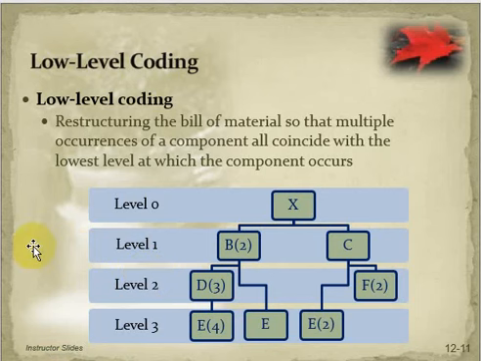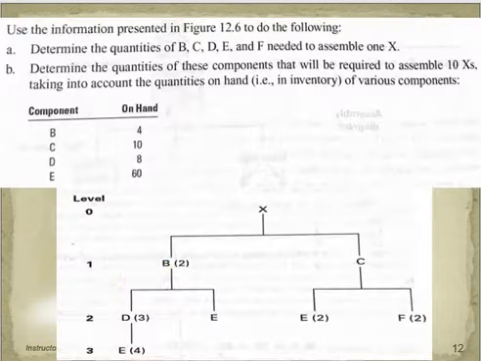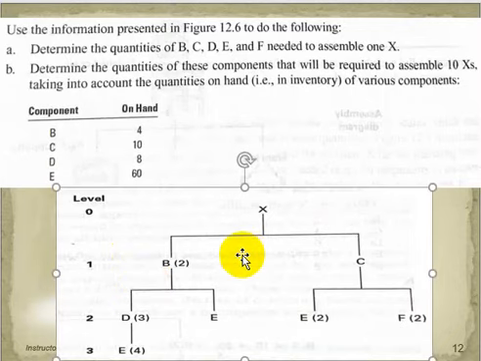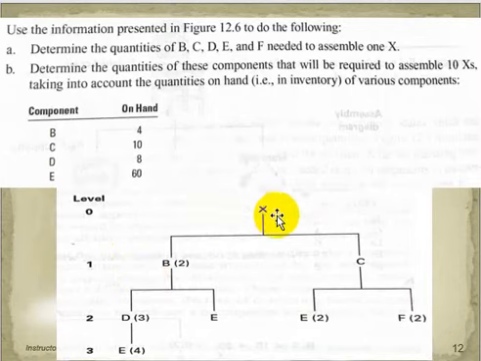So the multiple occurrences of a component all coincide with the lowest level at which the component occurs. And I think this example will make it much easier to understand. Look with me, use the information in this figure. Suppose we're producing the product X. Product X needs 2 parts of subcomponent B and 1 part of component C.